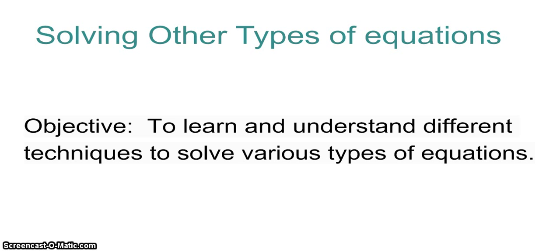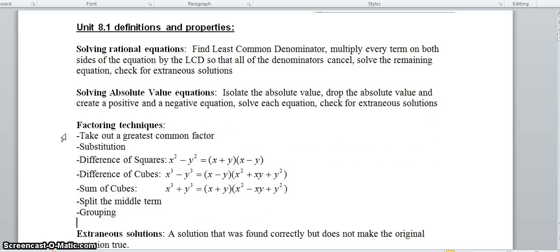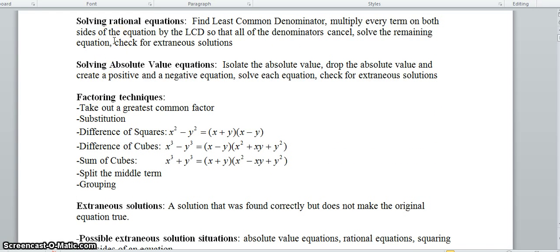So if you look on your packet right above this section, beginning right here, you can see a couple of things that I've already put on there for you. So rational equations. We need to be able to recognize a rational equation. We have talked about the word rational quite a bit. Rational expressions, rational functions, all of that fun stuff. So rational equations: find the least common denominator, multiply every term by the least common denominator to get rid of all the denominators, and then solve the remaining equation. With rational equations, we have to check for extraneous solutions.